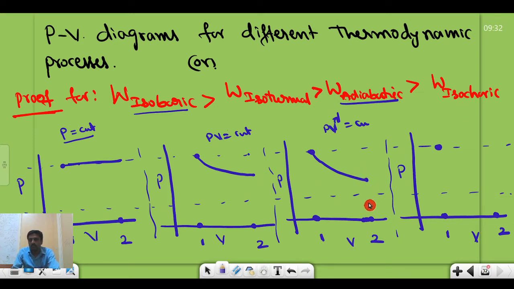Now the isochoric process is the process where the volume of the system is always constant, while the pressure varies.